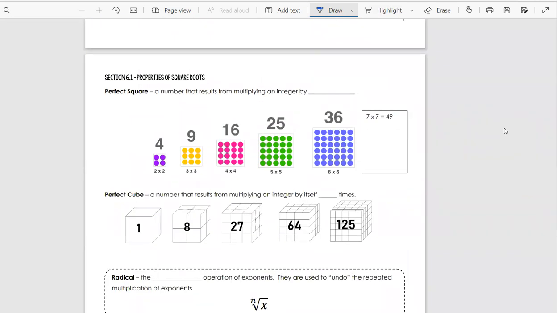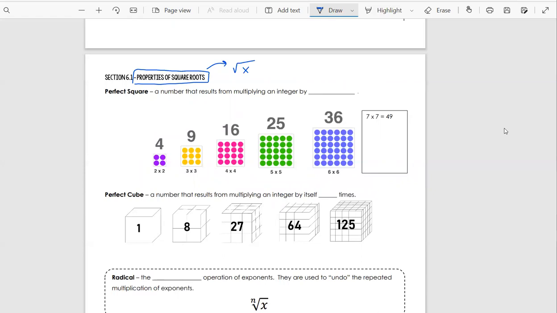6.1, we are learning all about square roots. Perfect properties of square roots. So remember the square root symbol? It looks like this, and I'll just put square root of x because we can take the square root of anything. And let's talk about some vocabulary.